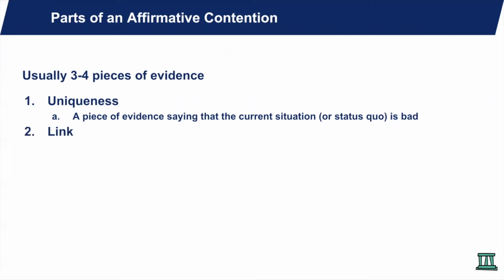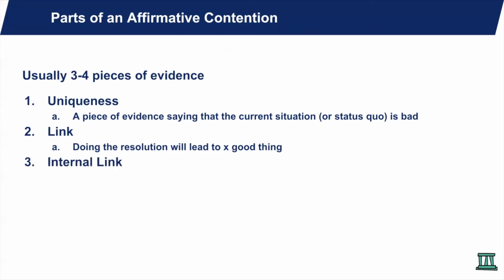The second piece of evidence is the link evidence. The link evidence proves that doing the resolution or passing your policy proposal will lead to an X good thing. This is really important because if you don't have a link, it doesn't matter how good you think your resolution or maybe the plan is. If you don't have this piece of evidence, you're not going to be able to convey to your judge and to your opponent why doing the affirmative is such a good idea. And so you need the link evidence.